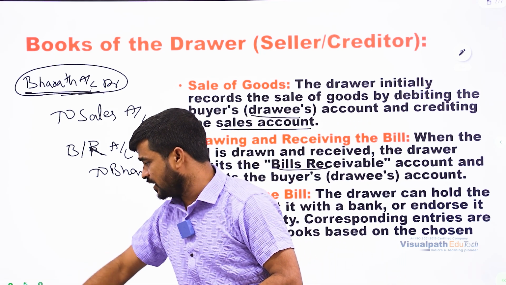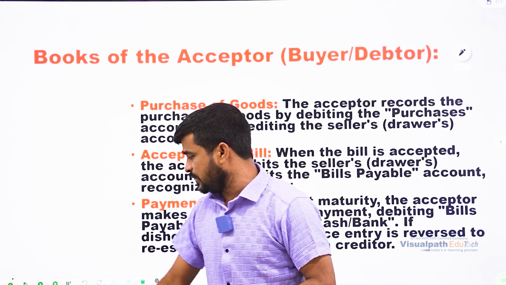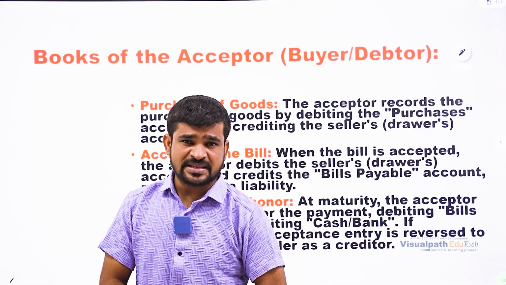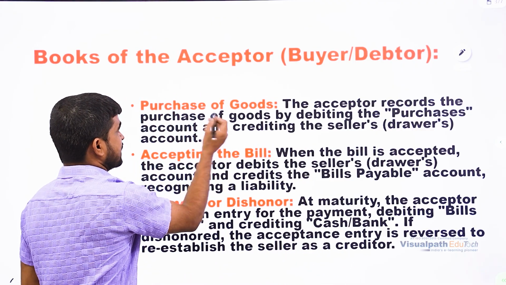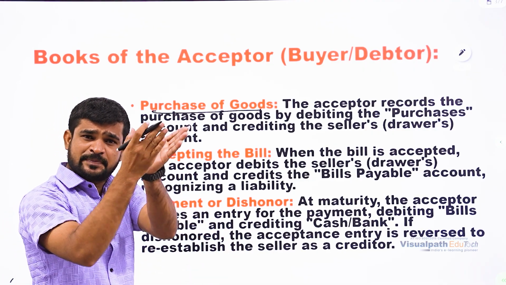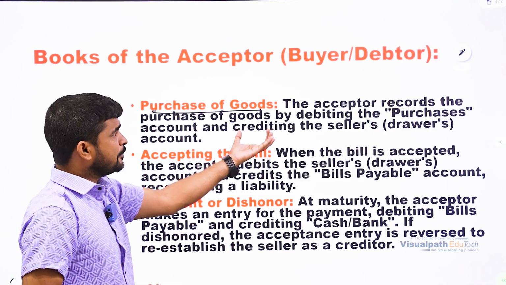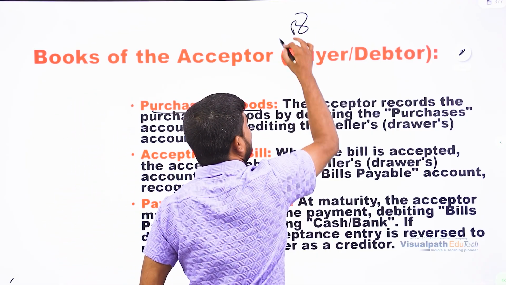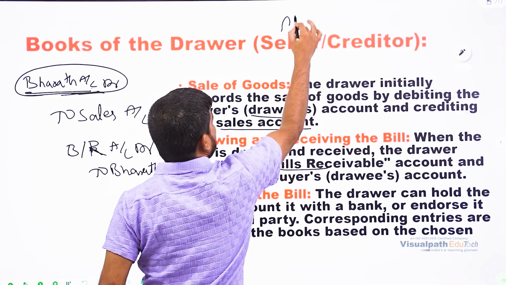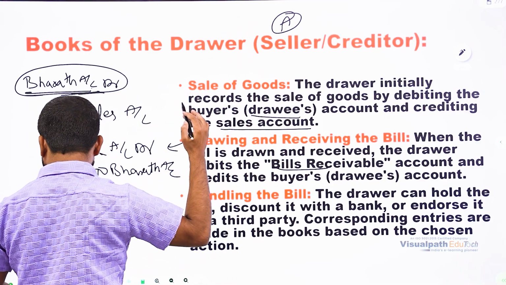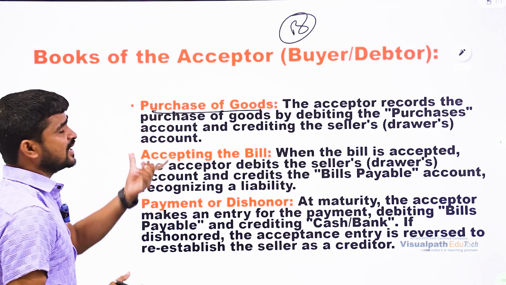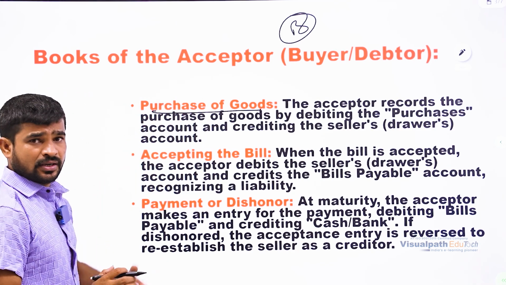Let's see the drawee. From the drawee's point of view, it is completely bills payable. First, he purchased the goods on credit basis. The same story we discussed: person A sold the goods, person B purchased. Previously we discussed the whole story from A's point of view, that's why he is the seller. Now we'll discuss the B point of view. In the point of view of B, he is the buyer and he is the debtor.